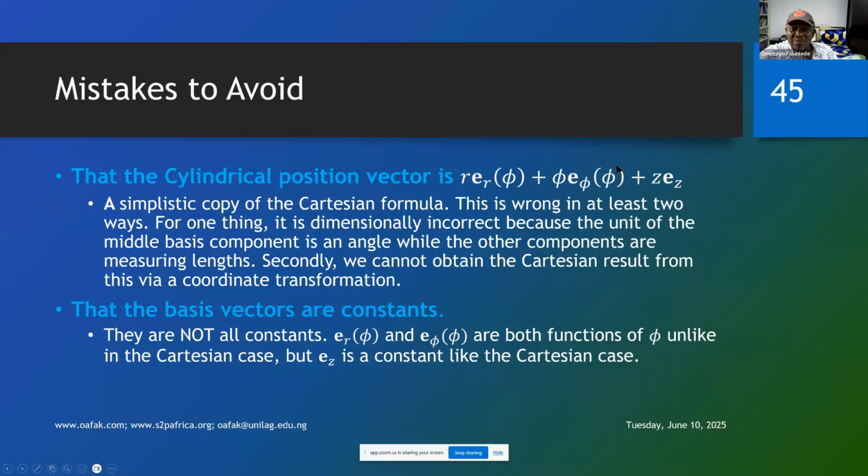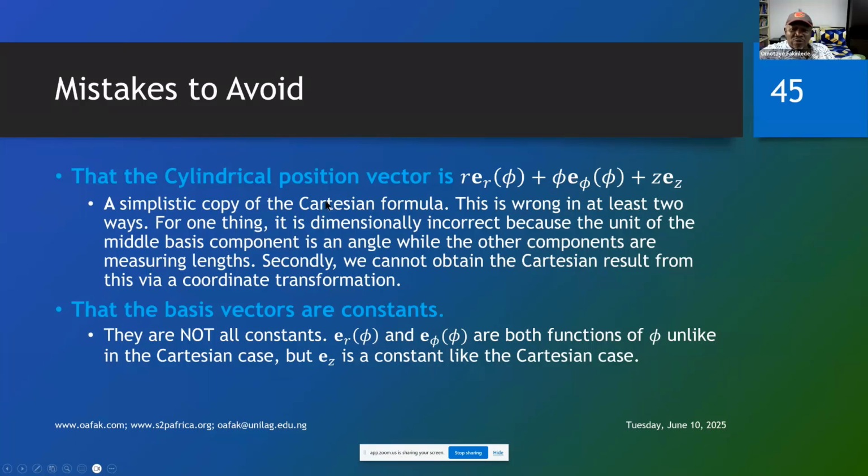In fact, the middle term does not even exist as part of the position vector. If you go back to what we have done, you see that it does not appear in the value of the position vector. So a simplistic copy of the Cartesian formula errs. Secondly, we cannot obtain the Cartesian result from this via a coordinate transformation. So this quantity is wrong.